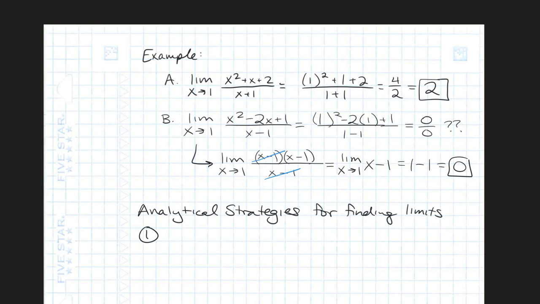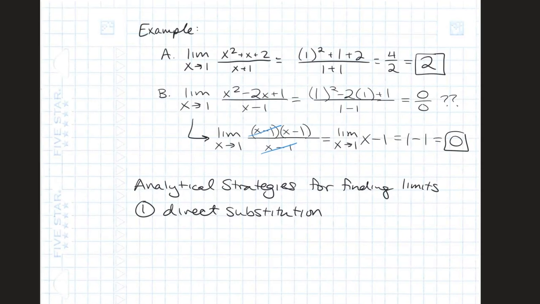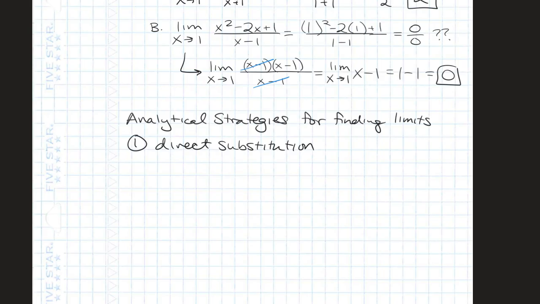The first thing you should really always try is that direct substitution. And direct substitution will work unless you get 0 over 0, in which case you're going to need to try something else. Once direct substitution doesn't work, we just saw an example of this where we could try to factor and cancel. And once you factor and cancel, you go back to direct substitution. It should work.